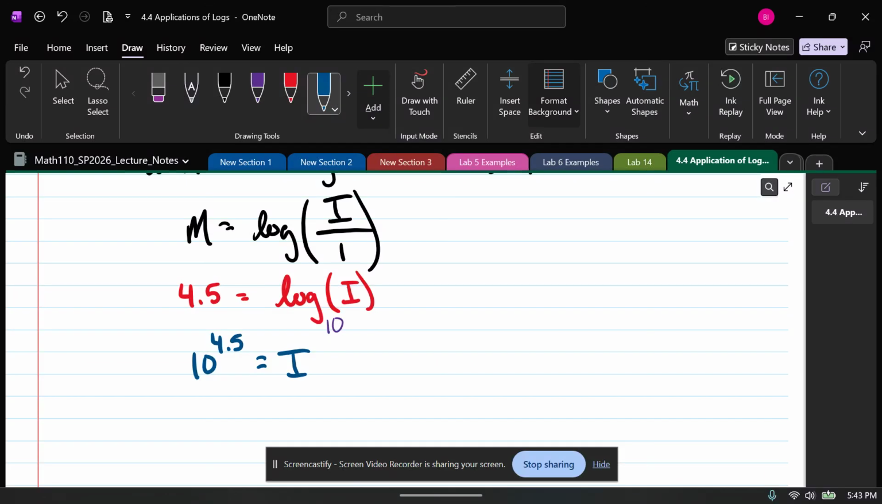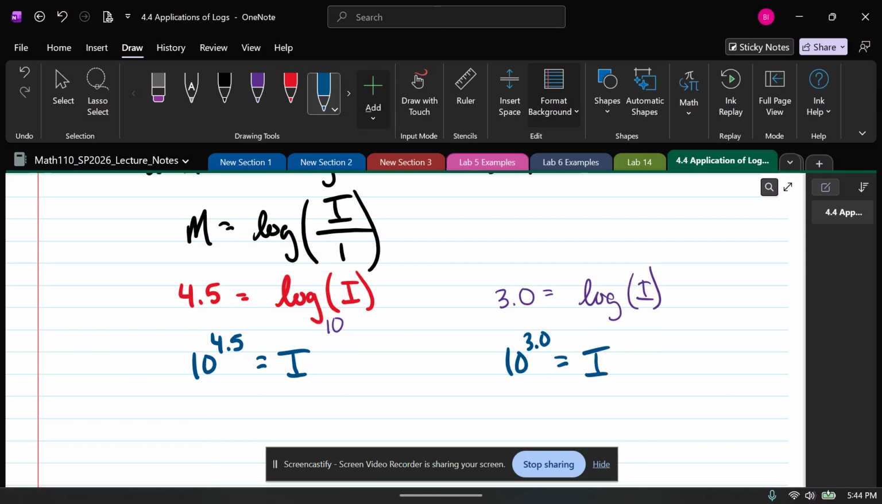I don't want to round that number, so I'm going to wait until I can put both of these numbers in the calculator. Then I'm going to go over here and do 3.0 equals the log base 10 of I. What is that one going to be in exponential form? Ten to the third power is equal to I.